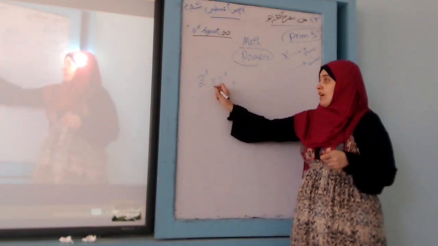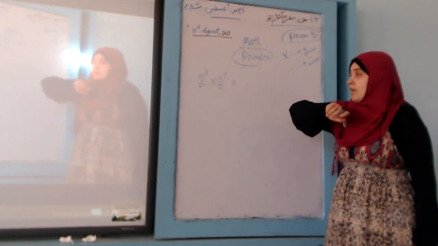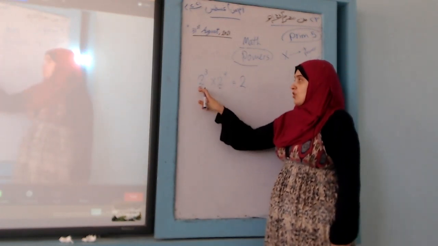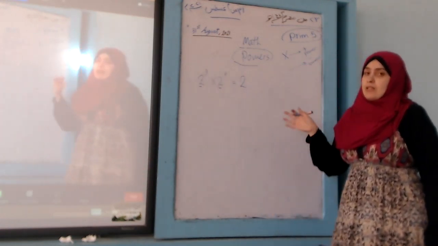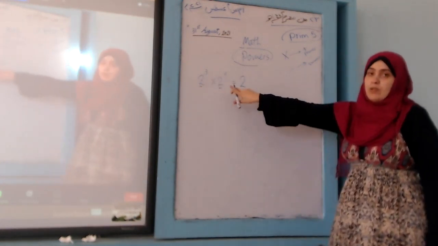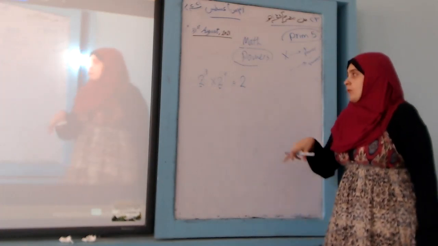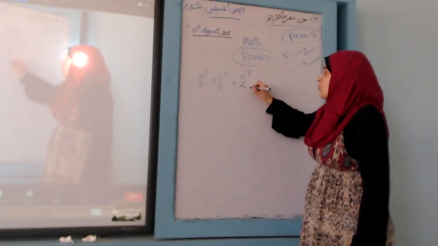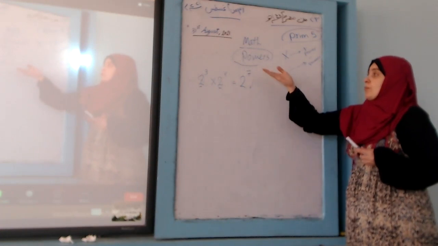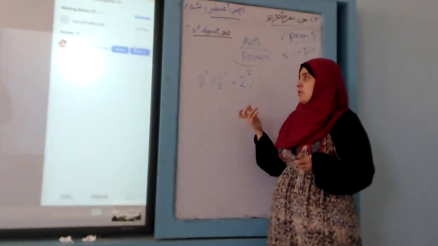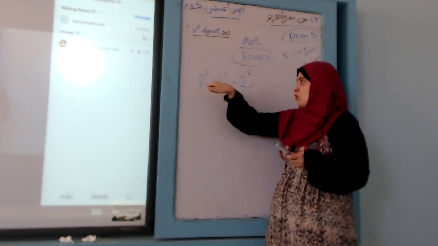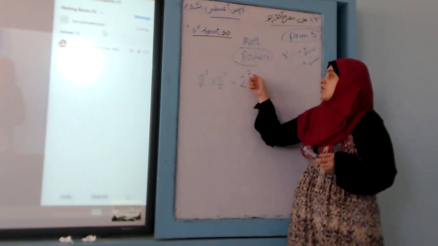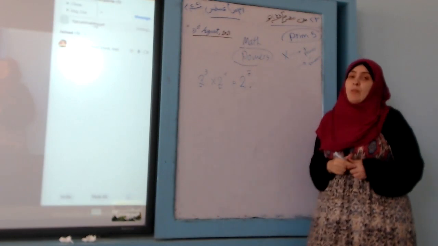In this example, I have multiplication and the same base. The base is 2. But I can't multiply the numbers as in the times table. 2 multiply 2 is the same base, so I will write 2. Then, because I multiply, I add the powers: 3 plus 4 equals 7. So the answer will be 2 power 7. 2 power 7 means 2 multiplied by itself 7 times. 2 power 3 means 2 multiplied by itself 3 times, and 2 power 4 means 2 multiplied by itself 4 times. Then the answer will be 2 multiplied by itself 7 times.